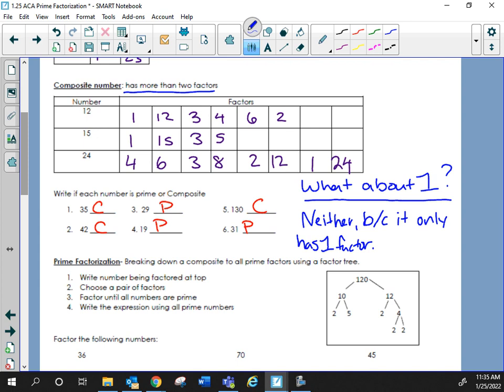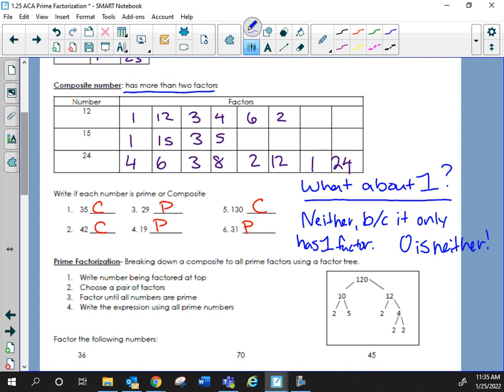Okay, so I'm just going to cut to the chase. For zero, it is also neither, and the reason is because it has infinite factors. The limit does not exist. So zero is also neither because it has infinite factors. It could be 0 times a bajillion, or 5, whatever number you want to come up with.